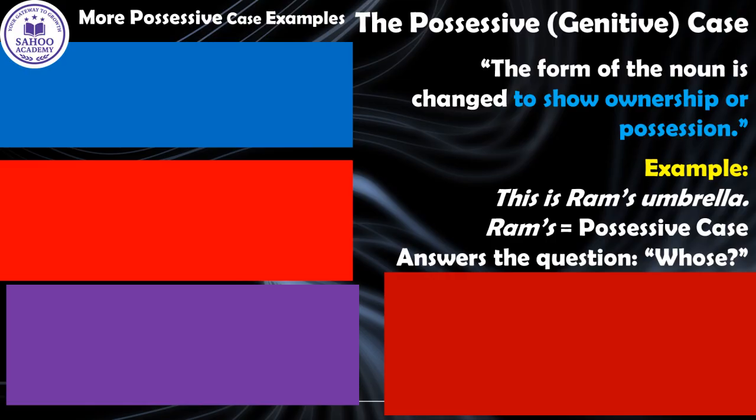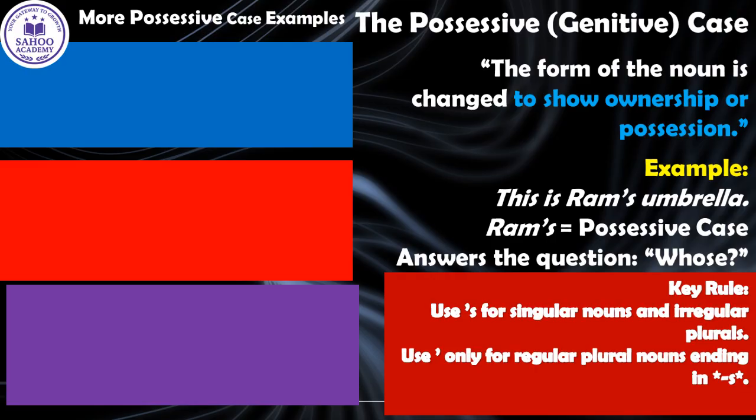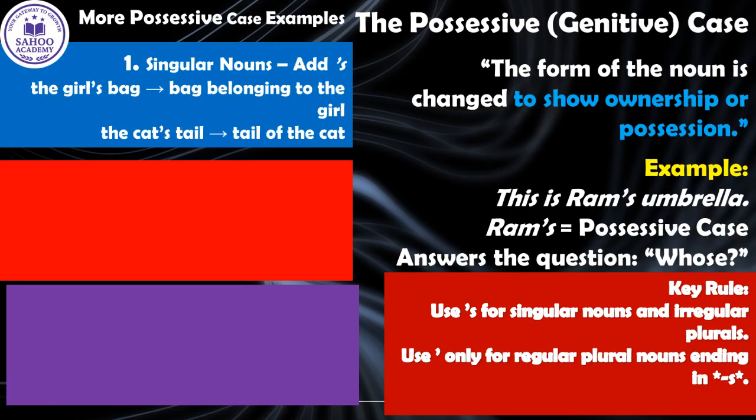Now look at the key rule on the right side. We use apostrophe and s for singular nouns and for irregular plural nouns. We use only an apostrophe for regular plural nouns ending in s. Clear? Now move to the left side of the slide. Here are some more examples of the possessive case.